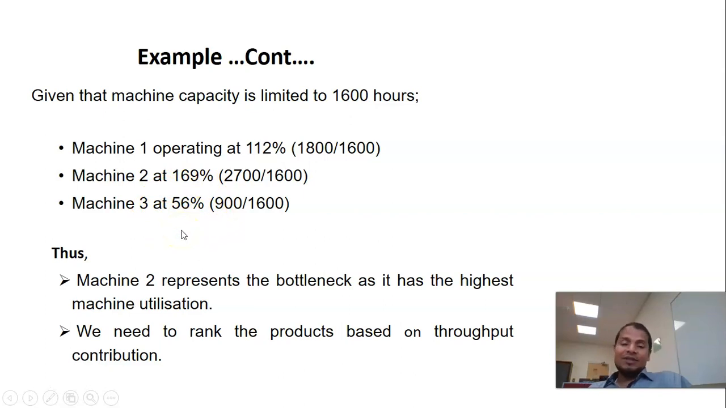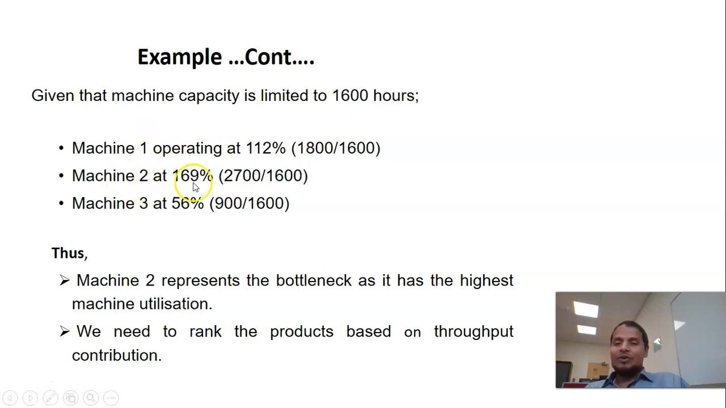So what's the position now? Machine 2 represents the bottleneck resource as it has the highest machine utilization. So this is the problem that we need to address first. Obviously, we have a problem in machine 1, but machine 1 is not a problem at the moment, because we can produce more using machine 1's capacity than machine 2.